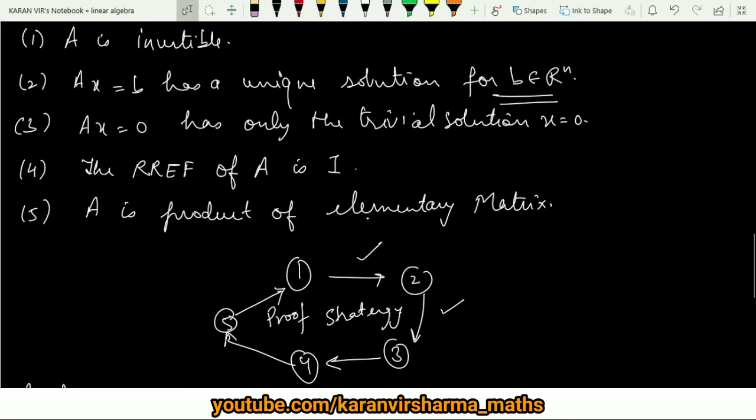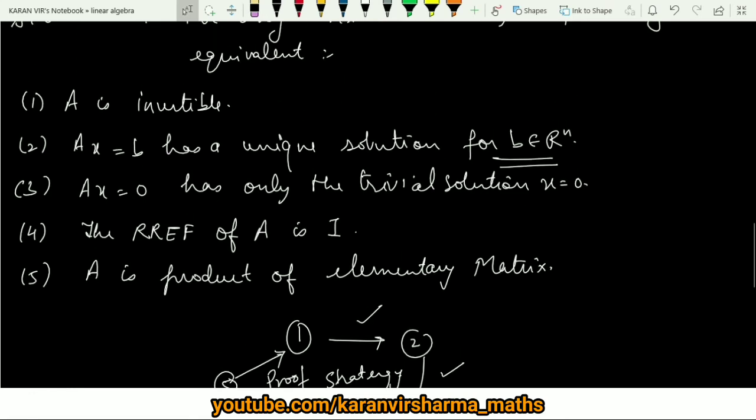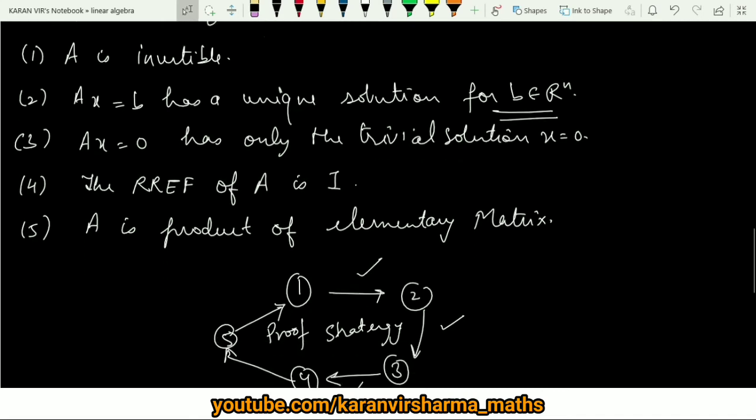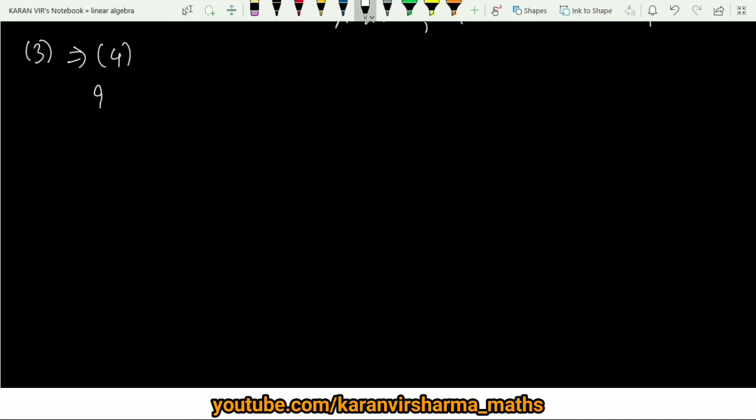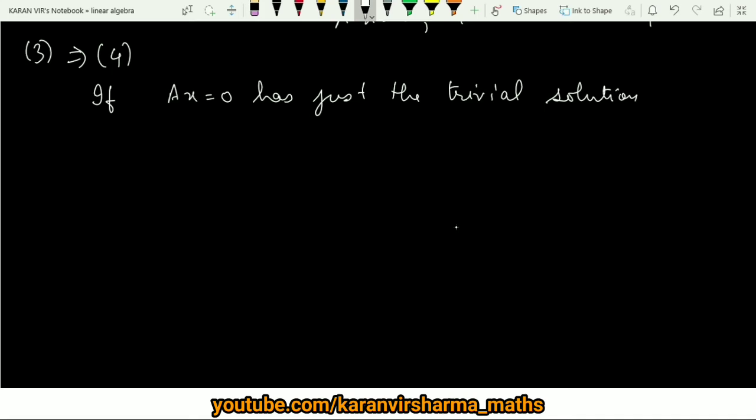Now I'll be using the third statement and proving the fourth part. My third statement says that if Ax equals 0 has only the unique solution, that is x equals 0, then the row reduced echelon form of A is nothing but my identity matrix. So that is what I need to prove now. So if Ax equals 0 has just the trivial solution, what was my trivial solution? That is x equals 0, correct?